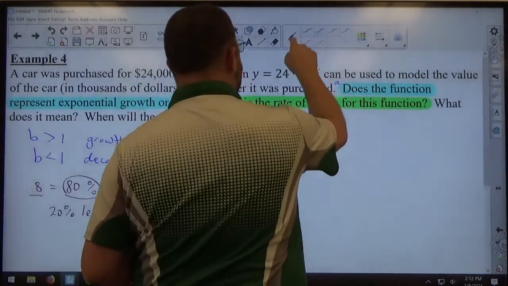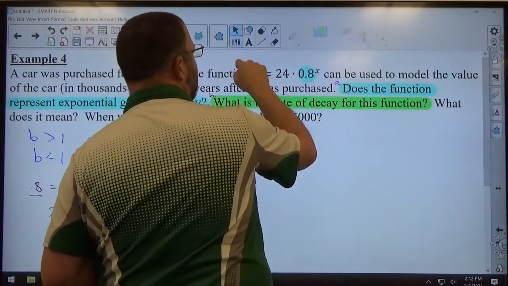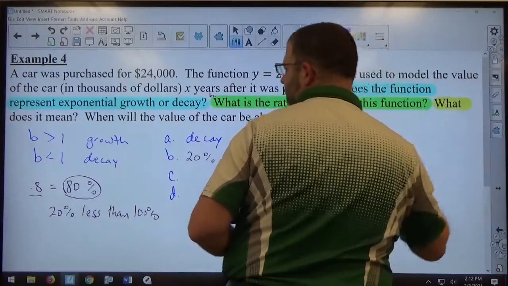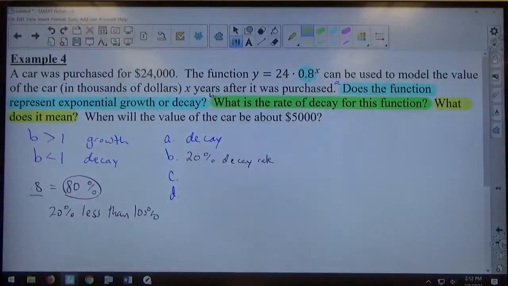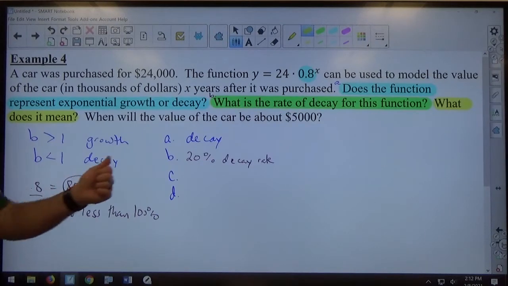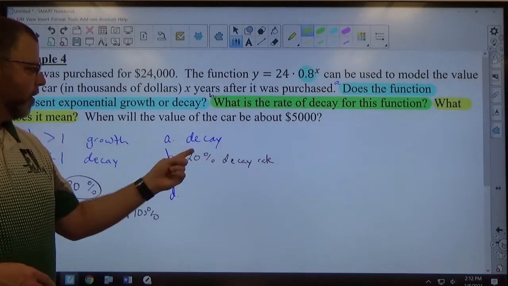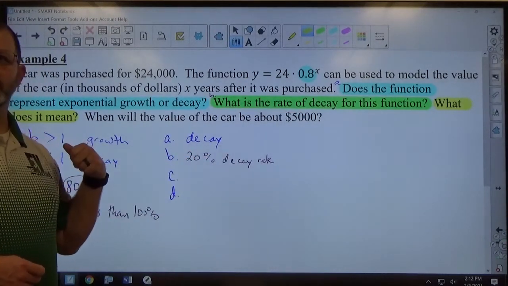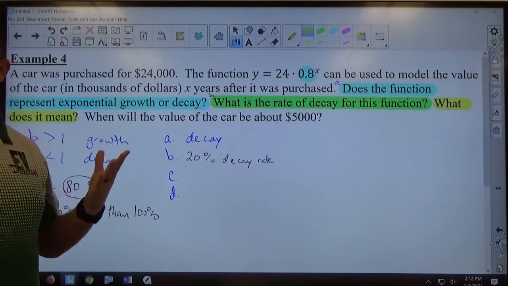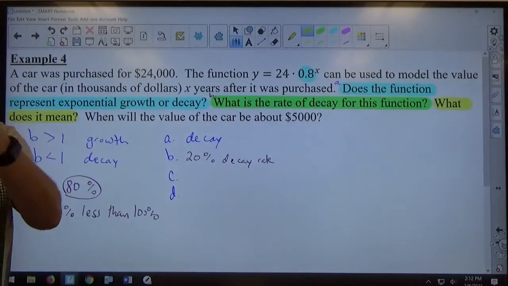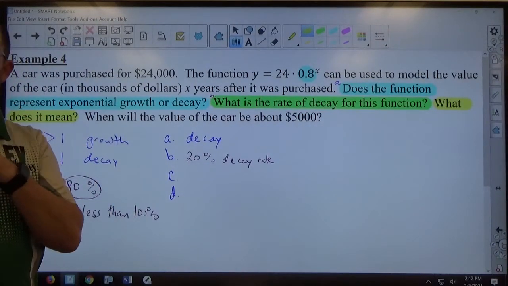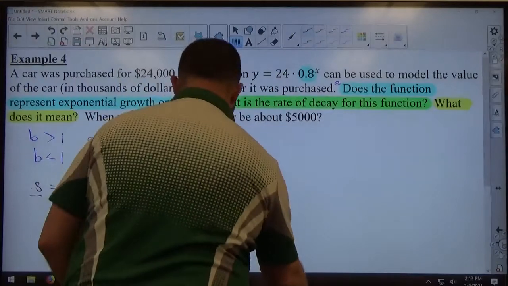Okay, part C. Running out of highlighter colors here. Let's go with what does it mean? All right. I didn't write this question. I copied it out of the book. In my opinion, the book's asking, what does the rate of decay mean? Okay, so each year, the value of the car drops 20%. That's what it means. So the decay rate is how much you're going down by. It's not how much the car is worth, it's how much you're losing in money each year. So what does the decay rate mean?